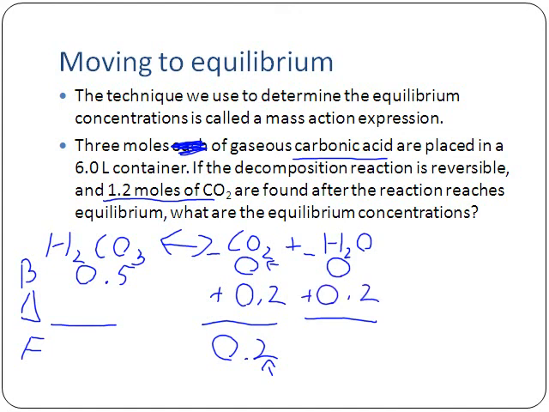Right? And the mole ratio of the carbon dioxide to the carbonic acid is also a 1-to-1 ratio, because they both have coefficients of 1, which means that the change between those two also has to be 0.2. But since the reaction goes from left to right, the carbon dioxide and the water vapor were gaining, the carbonic acid was losing. So instead of gaining 0.2, it's going to lose 0.2.